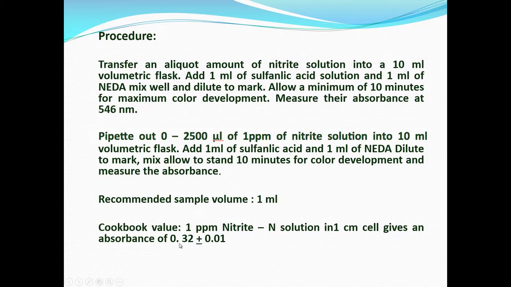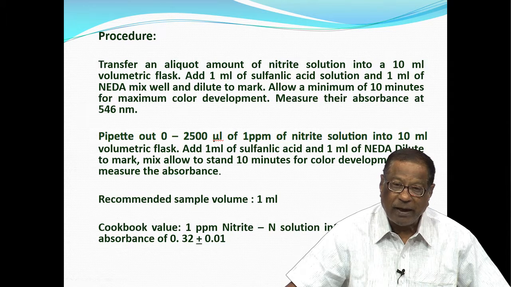That means, if you assume that the instrument sensitivity is 0.004, the 10 times dilution would be 0.1 ppm, and your detection limit would be somewhere about 0.01 ppm, that is about 10 nanograms. So, it is a fairly sensitive reaction, and you can continue working with this very comfortably with almost all waters containing nitrite as a component.